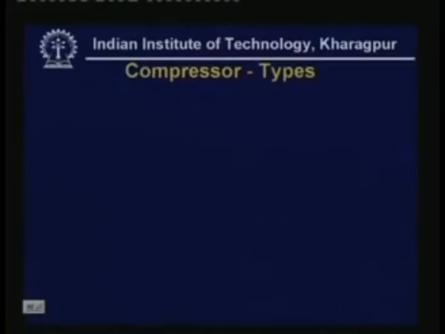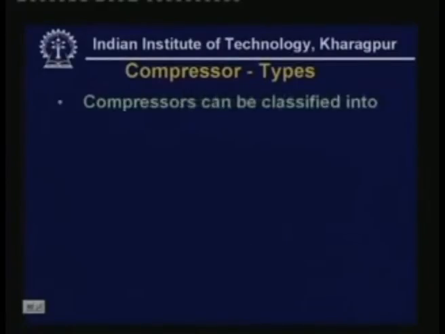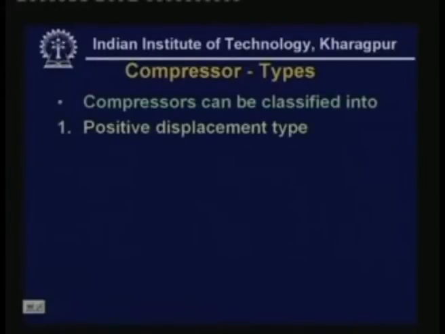Now compressor types, there are a wide variety of compressors. Let us look at these different types of compressors. Compressors can be classified into positive displacement type compressors. In positive displacement type compressors, compression is achieved by trapping a certain amount of refrigerant or gas in an enclosed space. So first you trap some amount of refrigerant in an enclosed space, and then you reduce the volume. As you reduce the volume of a fixed mass of gas, its pressure rises. So you raise the pressure till the pressure equals or exceeds that of the condenser pressure. So this is the principle of positive displacement type compressors.